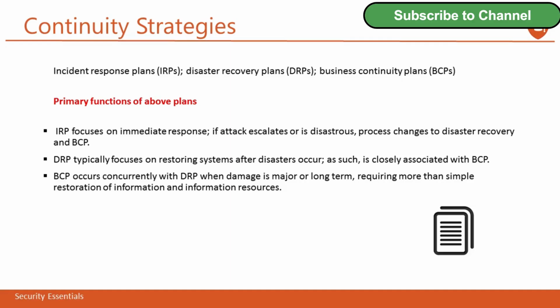So, primary functions of the above plans: IRPs focus on immediate response if an attack escalates or is disastrous. Process changes to disaster recovery and business continuity plans. DRP typically focuses on restoring systems after disasters occur. As such, it is closely associated with BCPs. BCPs occur concurrently with DRPs when damages are major or long-term, requiring more than a simple restoration of information and information resources.